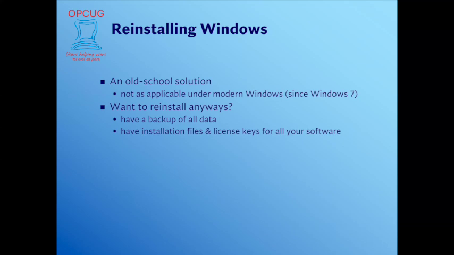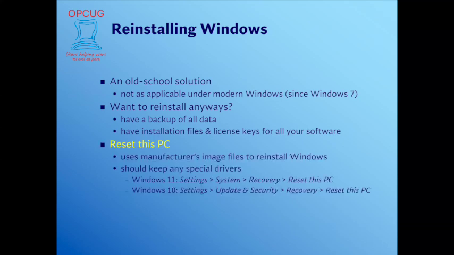There are two main ways of doing a reinstall of Windows. Reset This PC will use the image file that your manufacturer laid down on the drive before you bought it to reinstall Windows. One benefit with that is if they had any special drivers that boosted the performance or things like that, it should keep all of those special drivers. Under Windows 11, you go Settings, System, Recovery, and Reset This PC. Under Windows 10, it's Settings, Update and Security, Recovery, Reset This PC.